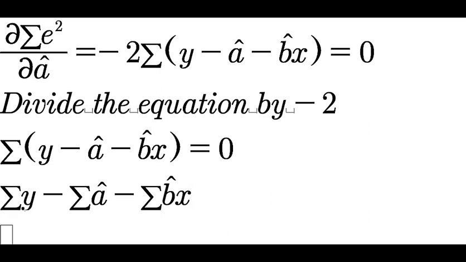Now equating it to 0. Let's do it this way. Summation times y is summation y. Summation times minus a hat is now summation a hat. I'm trying to check something, how it can be simplified and made clear to us.